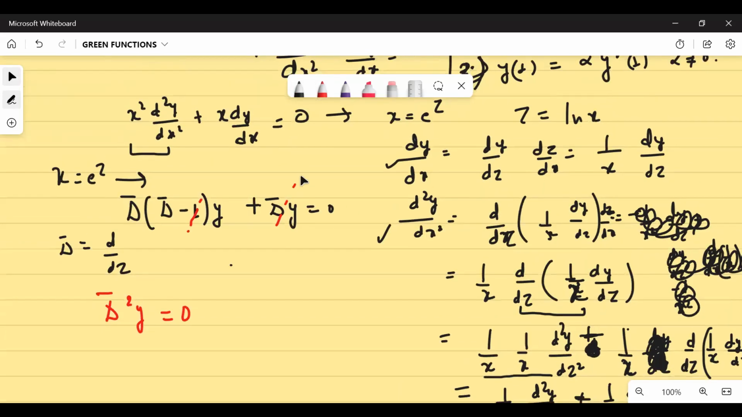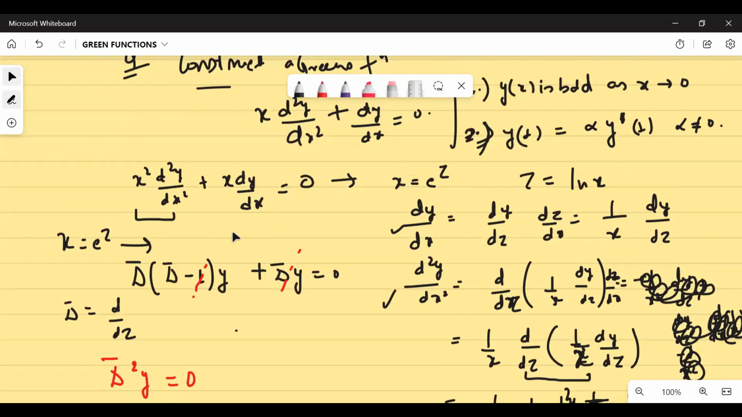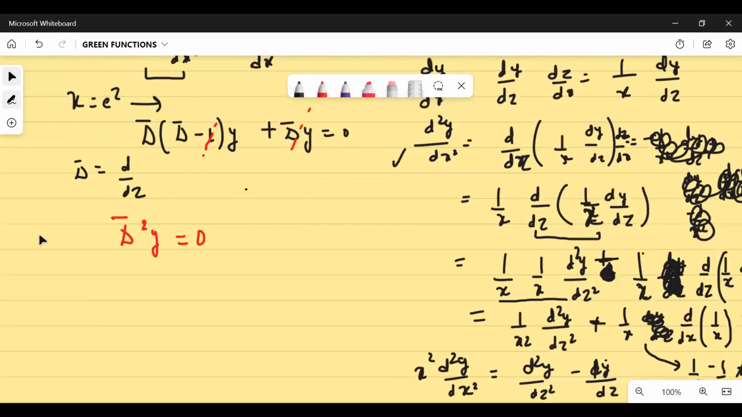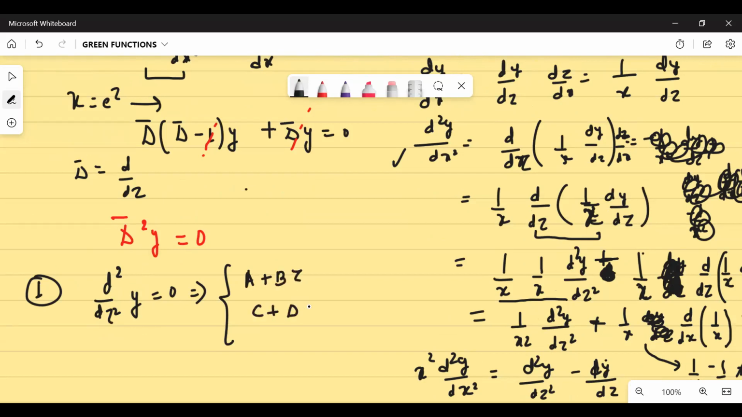So the solution of this particular differential equation can be found using the Cauchy-Euler equation. Now, the first thing is I already know that my Green's function satisfies the differential equation itself. So if I write my Green's function for this, I would simply get two solutions. One would be a plus bz, and the second would be c plus dz. Is that clear?